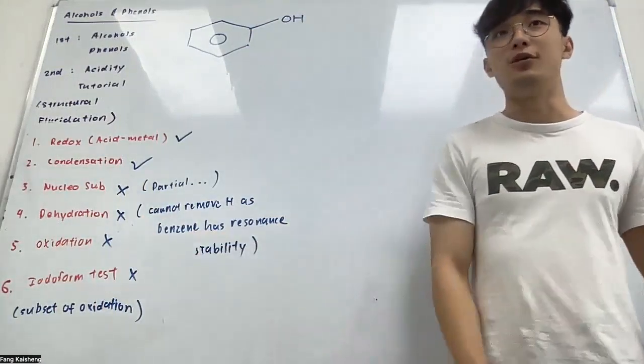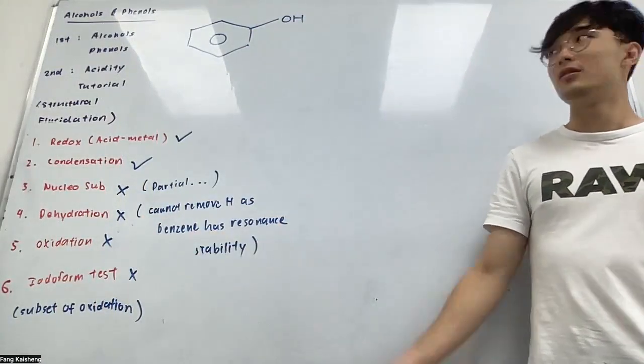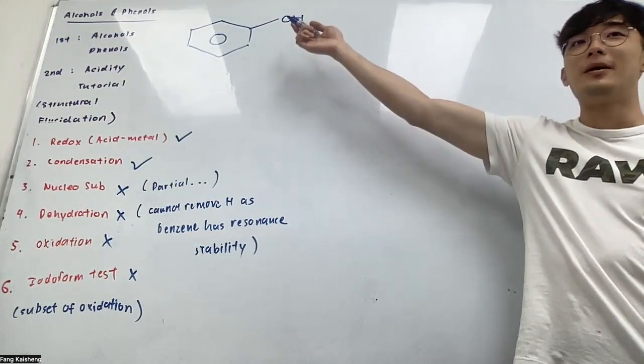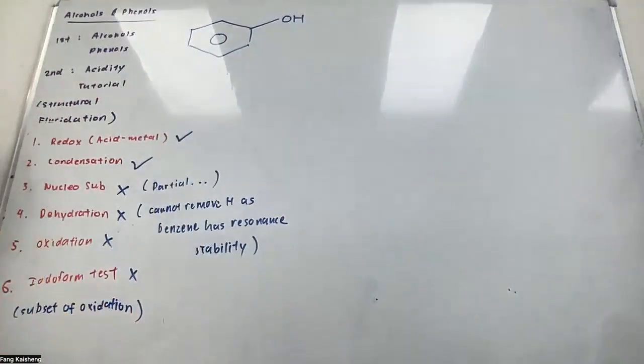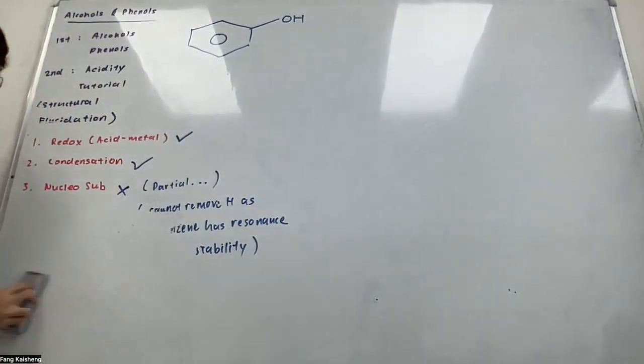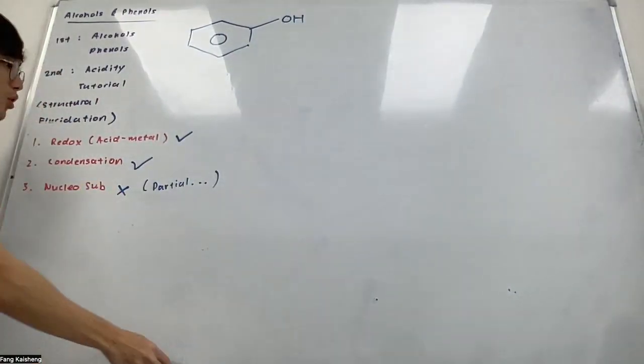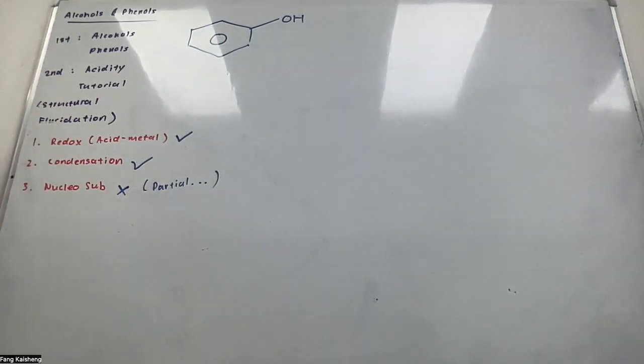Last one, can it undergo the iodoform test? What does it not have? No metal, obviously. Where got metal? So you know all this already. The only one they will test is the first one. Why can nucleophilic substitution not happen for phenols?